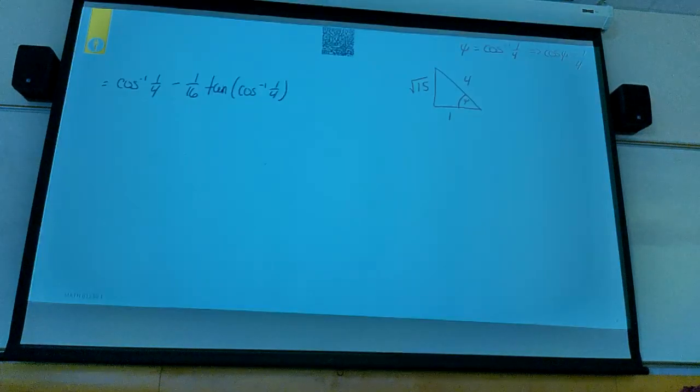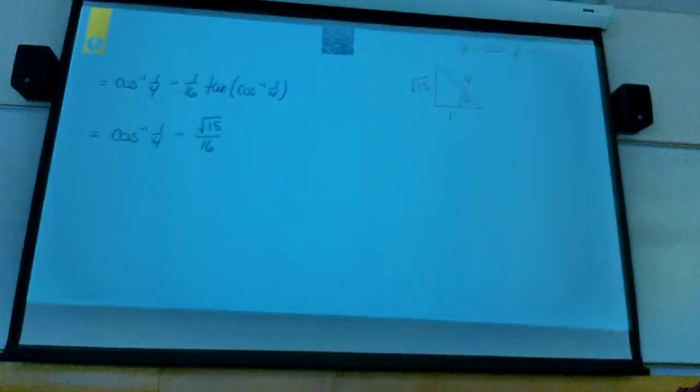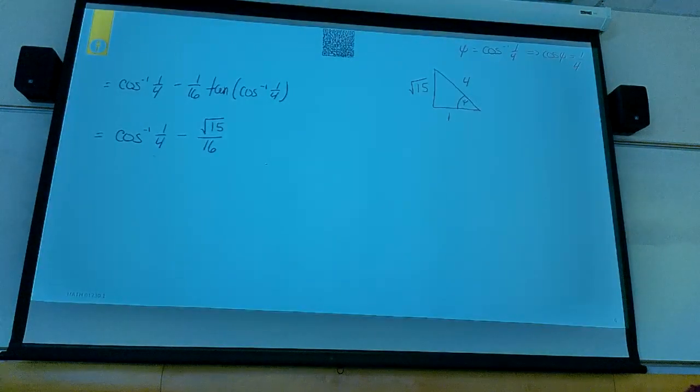But we want tangent of the inverse cosine. Tangent of psi. How is tangent defined in right triangle trigonometry? So what is tangent of psi here? Square root of 15. And there's your answer. That would be the area.